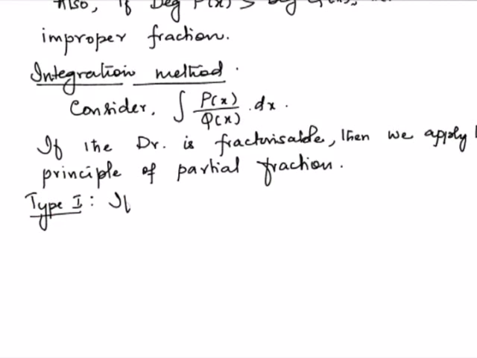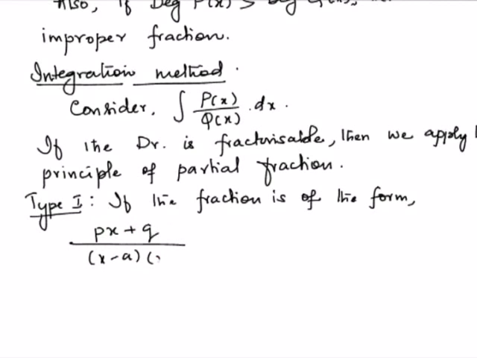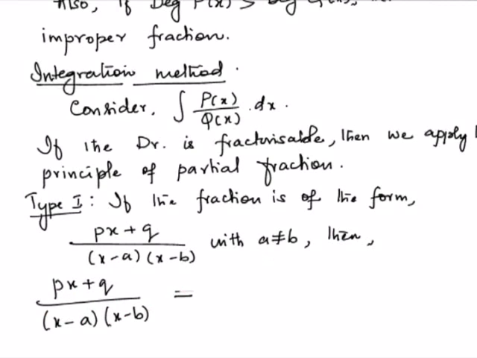Type 1, the more convenient one: if the fraction is of the form px plus q divided by x minus a into x minus b, with a not equal to b, then this fraction can be written in the form of A by x minus a plus B by x minus b. We'll have to evaluate what A and B are, substitute back, integrate, and then conclude the answer.